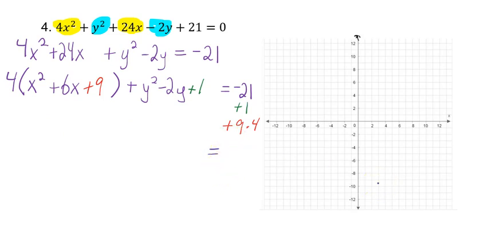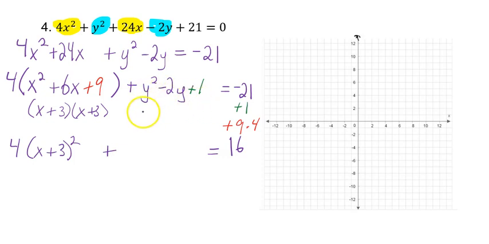Alright, the next step over here, obviously, you're going to add everything. So I'm going to say negative 21 plus 1 plus 9 times 4, and I'm going to get 16. On this side, I'm going to bring down the 4, and I'm going to think about what this factors to. This is actually going to factor to x plus 3, x plus 3, but I'm not going to write it like that down here. I'm going to write it as x plus 3 squared.